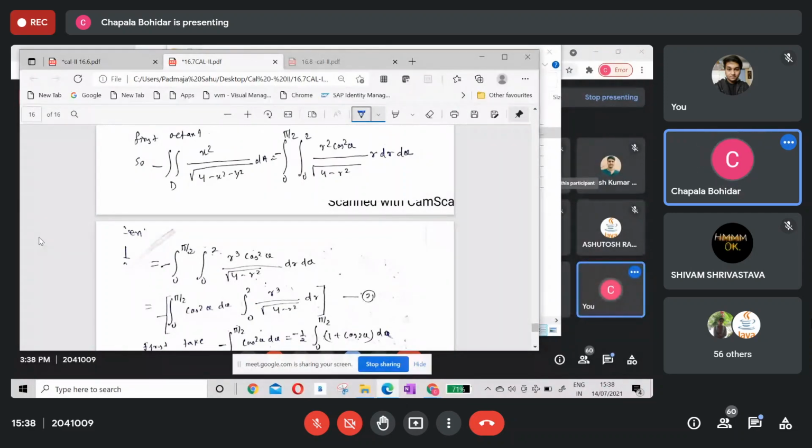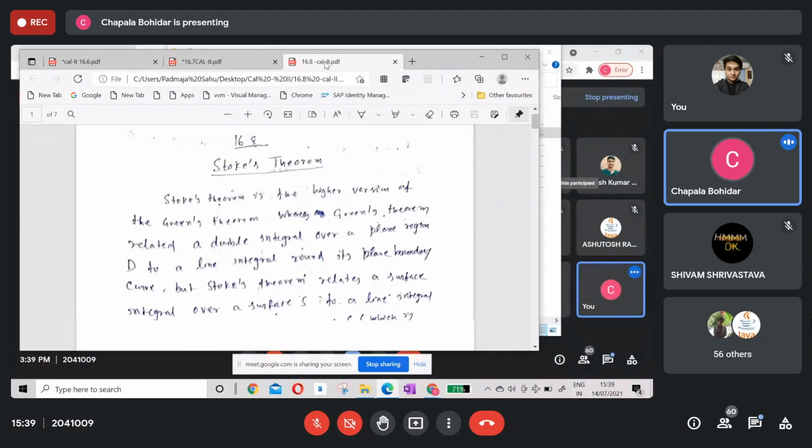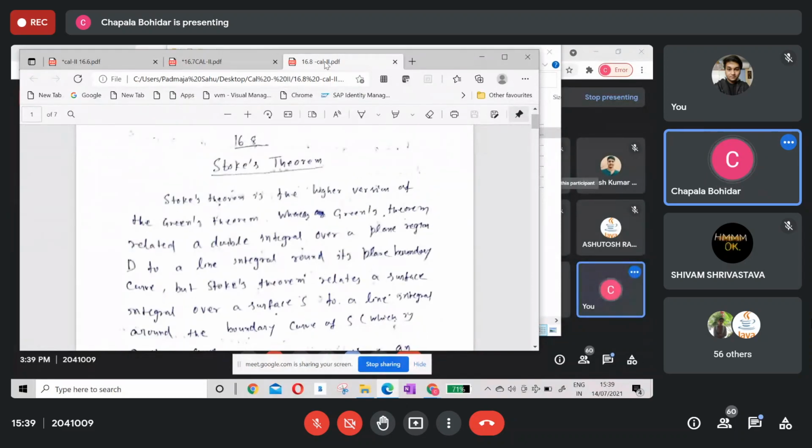So then we come to 16.8. Only one class this week is left for you, so I have to start 16.8, and I'll complete that on Friday. Okay, that is your Stokes theorem. You may get questions on this, for example, what is the statement of the Stokes theorem, with options given to you.